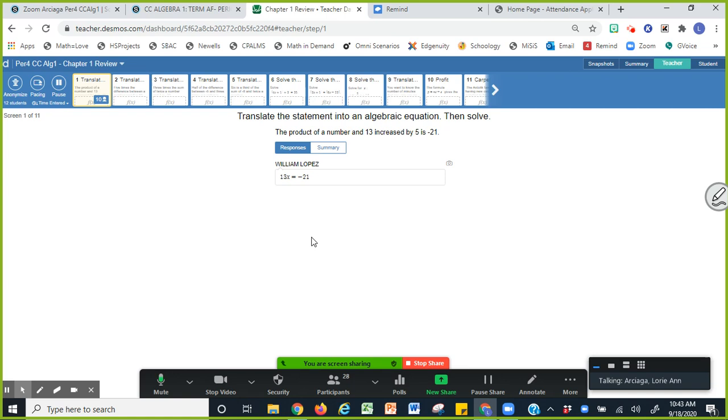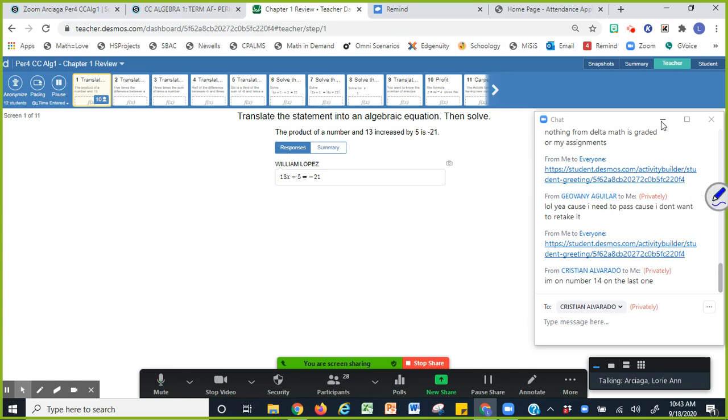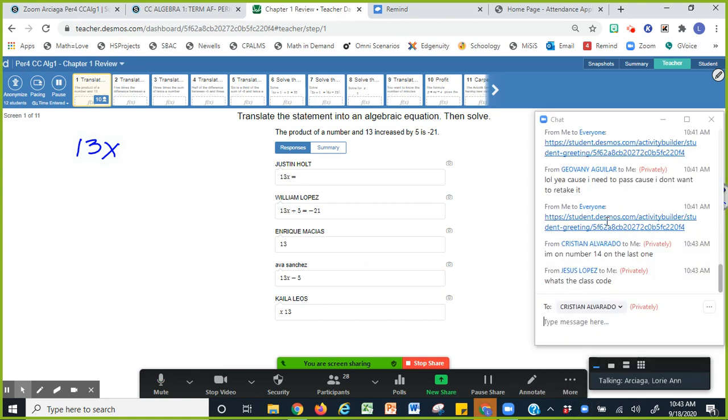So translate the statement into an algebraic equation. Then you're going to solve. Okay. So product of a number. Product means multiply. So just think of a number, x, that's fine. So a number is x, and then you multiply it by 13, right? Very good. You're on the right track. And then plus 5.